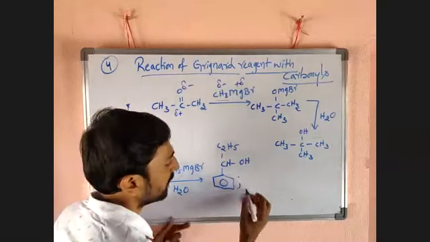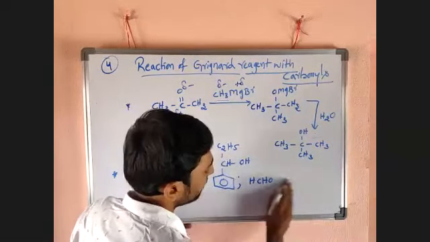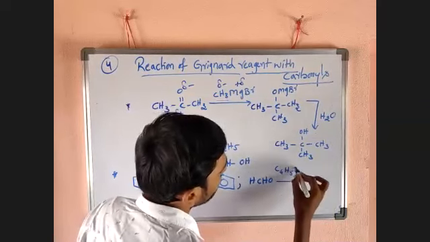Next, for example, how to take HCHO with C6H5MgCl.